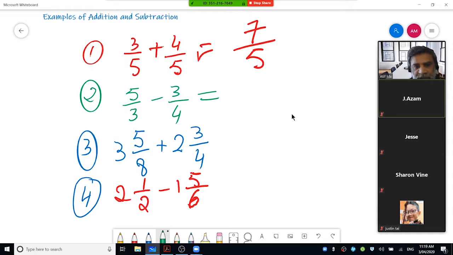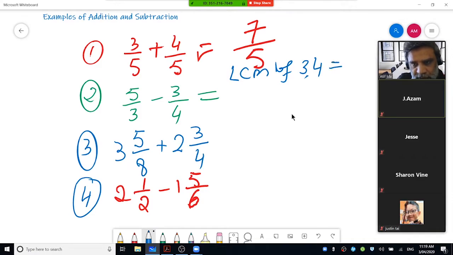Now the denominators are not equal. So first of all, you have to make them equal. Can somebody let me know what is the LCM in this case? 3 and 4. So the first question is finding the least common multiple of 3 and 4. What is that? Can you type, please?